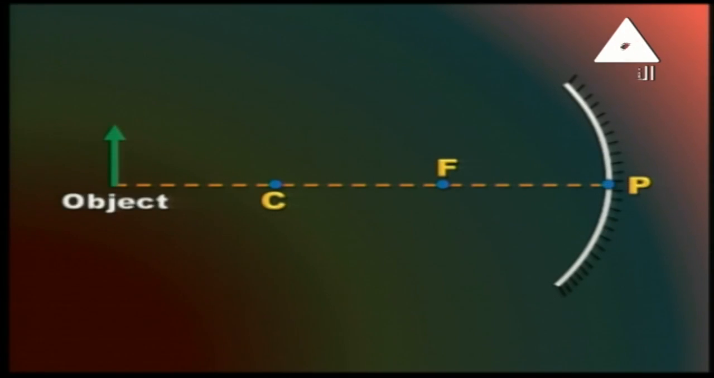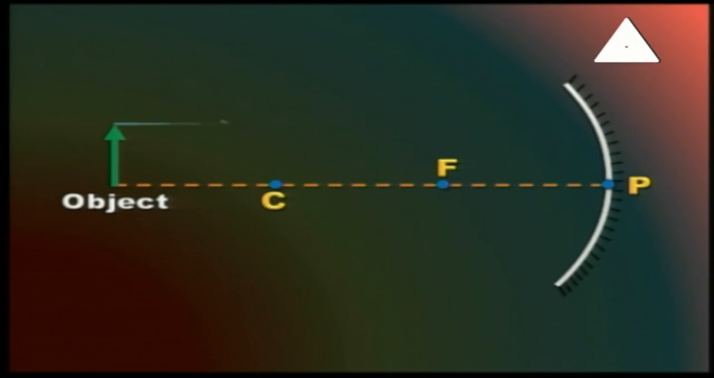This is the concave mirror, and this is the principal axis, focus and center of curvature. This is the pole of the mirror. The object is located at a distance larger than the radius, or larger than double the focal length.